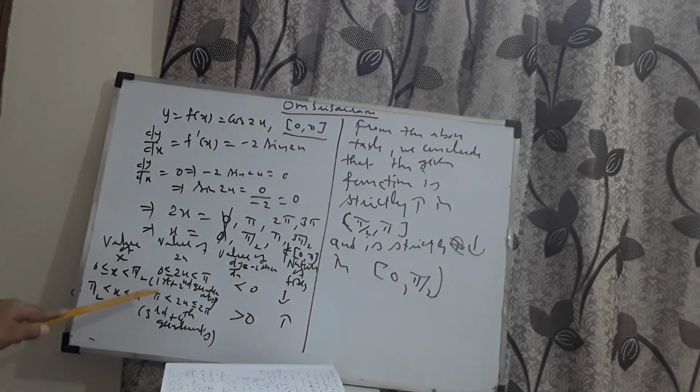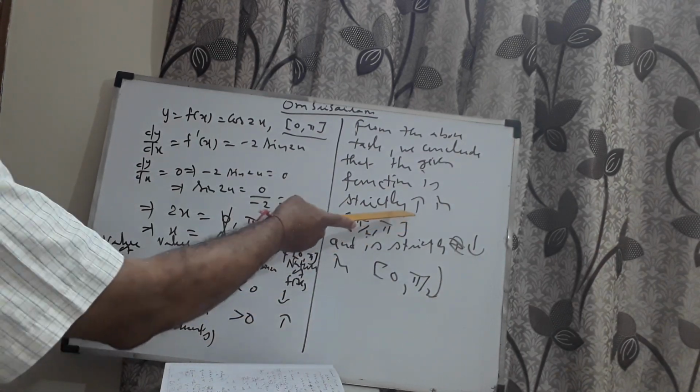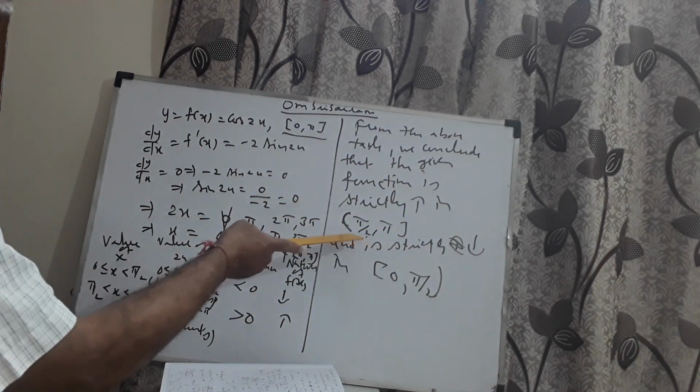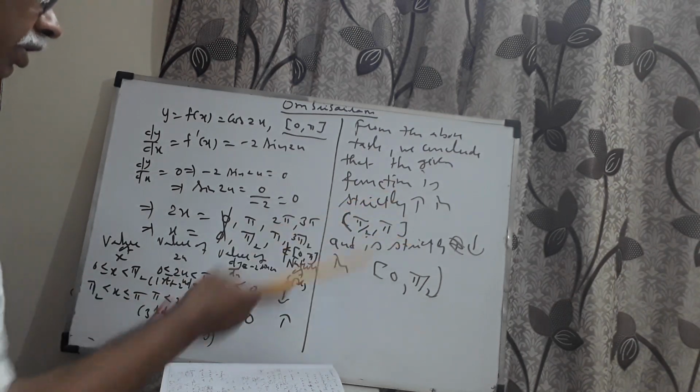When x is between pi by 2 to pi, inclusive pi, 2x is between pi and 2 pi. But pi to 2 pi are angles in the third and fourth quadrants. In the third and fourth quadrants, sign is negative, but there is a negative sign in dy by dx. Therefore, negative into negative makes it positive. Dy by dx is positive means function is increasing. Therefore, function is strictly increasing in open pi by 2, closed pi. Pi by 2 is not included, pi is included.